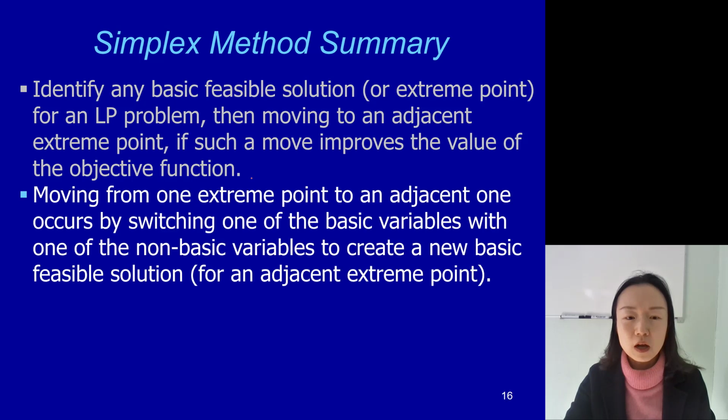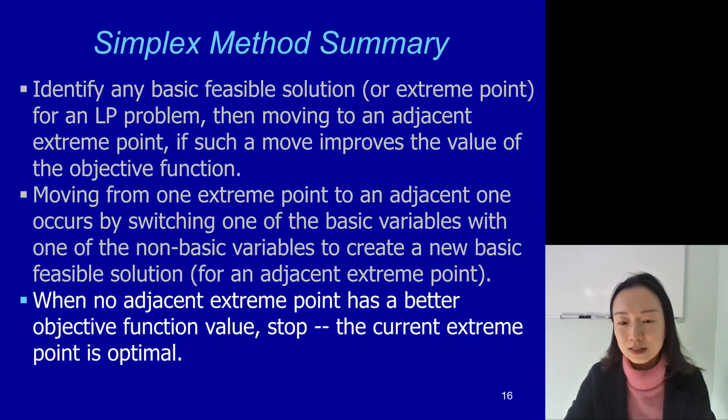Okay, so moving from one extreme point to an adjacent one occurs by switching one of the basic variables, meaning those ones that we try to solve, with one of the non-basic variables, meaning those ones that we set to be 0 to start with, to create a new basic feasible solution. Now, when no adjacent extreme point has a better objective function value, we will stop. We will know that the current extreme point is optimal.